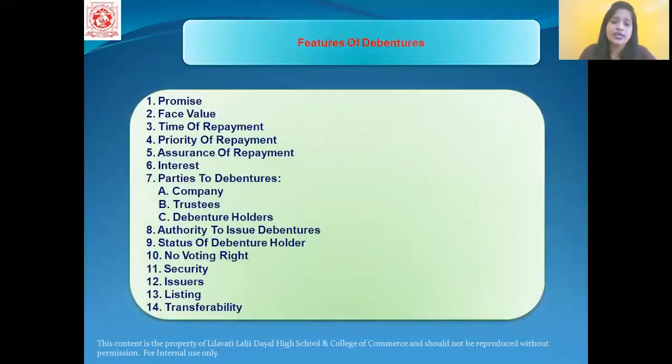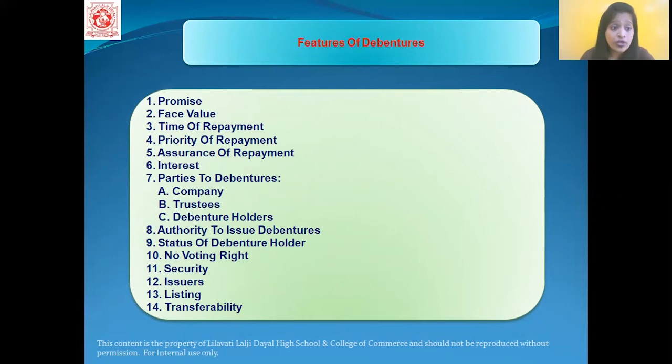Okay, next slide, students, we shall study the features of debentures. Now, what are the features of debentures? Very important answer in your board exam. So first one is promise. Debenture, students, is a promise made by the company that it owes a specified sum of money to the holder of the debenture. So the company here promises to pay the person from whom he has taken the debenture.